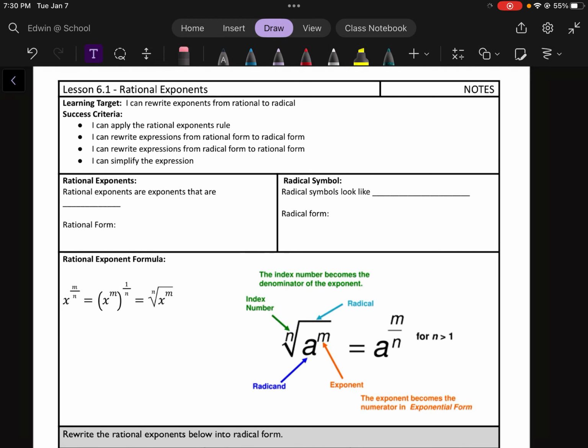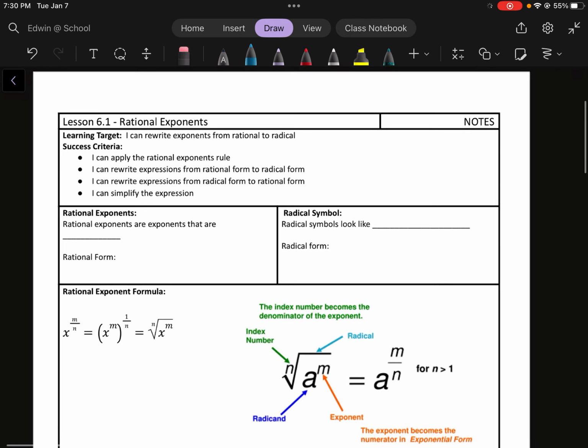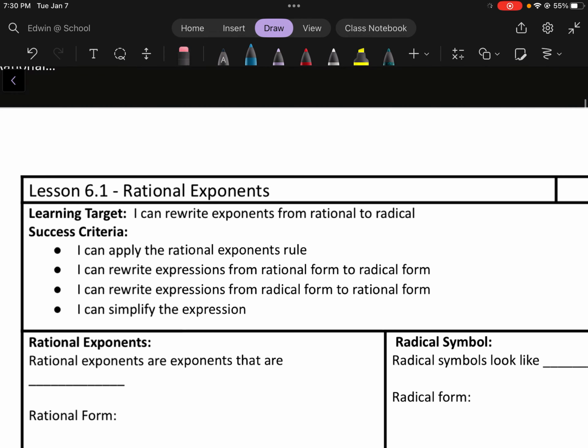All right, hello students. This is going to be the first lesson for Unit 6, which is going to be about square root and cube root functions. So for this first lesson, we're just going to talk about rational exponents. And every time you hear the word rational, I want you to think of some keywords, maybe like ratio.